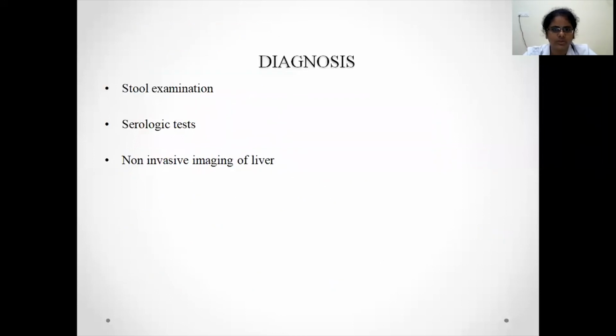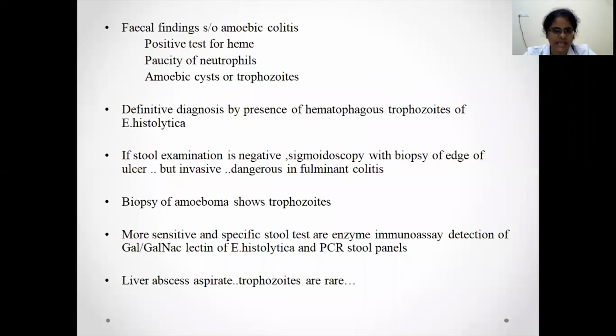The other thing to remember in the diagnosis is the stool examination. The most definitive diagnosis is by the presence of hematophagous trophozoites of Entamoeba histolytica. The other important point to remember is that more sensitive and specific stool tests are enzyme immunoassay detection of galactin of Entamoeba histolytica and PCR stool panels.